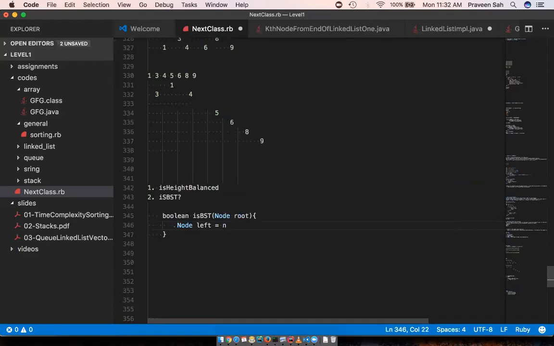Why do you want to create? I don't understand. Why do you want to access the left node, or why do you want to create? Just do root dot left. Oh yes, okay, this way. And then node right is equal to root dot right. You have your access to the left node and right node. What do you want to do after that?